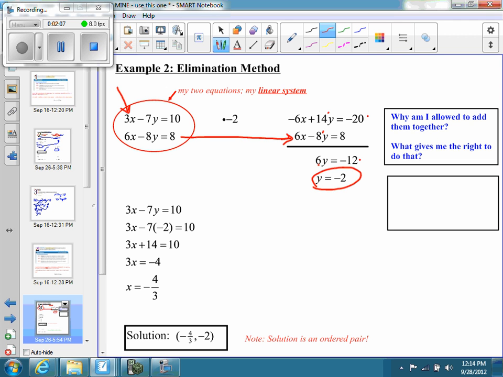So let's think about this one a little bit. I'm seeing some scrunched up faces here. Let's kind of work it backwards. Can you see that if I have this equation right there and this equation right there, then I can add those two equations together, and my -6x and my +6x are going to go away? Can everybody see that?